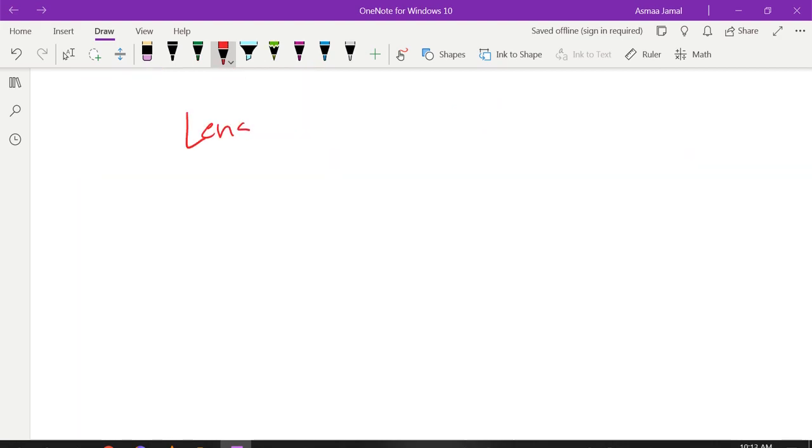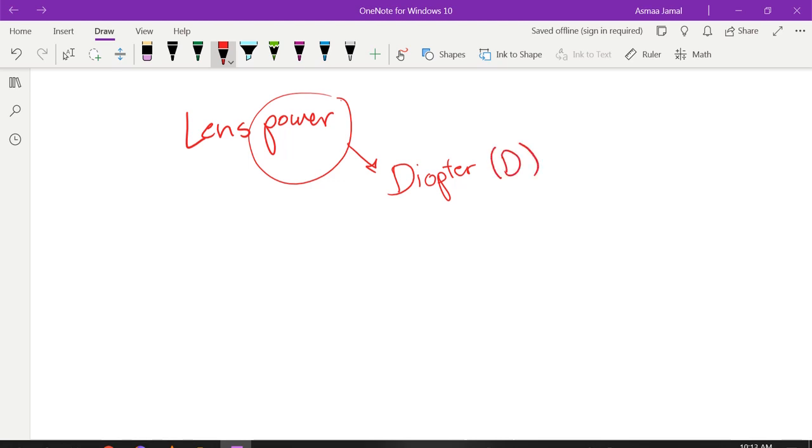The lens power. Or we can also say lens diopter, because the lens power we measure by diopter. So the unit of measurement of optical power of a lens is the diopter. And this diopter, which is the power of the lens, is the reciprocal of the focal length of the lens surface, which means this power equals the inverted focal length.